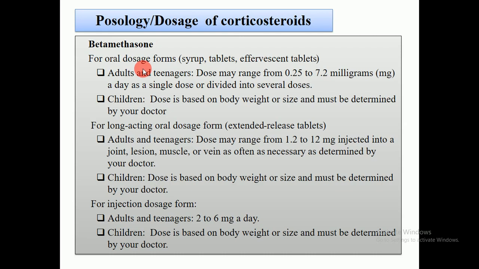So betamethasone can be given to adults and teenagers. The dose may range from 0.25 to 7.2 milligrams a day, as a single dose or divided into several doses. For children, the dose is based on the body weight or size and must be determined by your doctor.